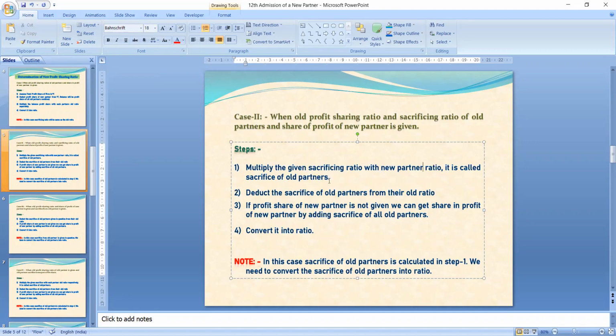Sacrifice of old partners. Yes? Yes, sir. Okay. So in this case, if we multiply the new partner's share with the sacrificing ratio given in the question, then we will find the sacrificing ratio also. So we need not calculate it in addition to the new ratio. We will calculate the sacrificing ratio in between.